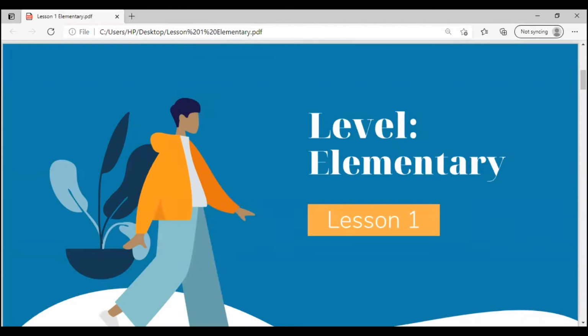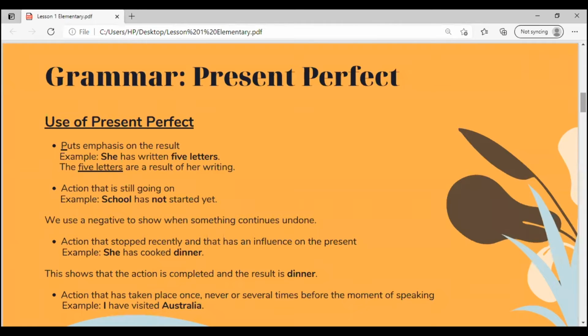Elementary, Lesson 1. Grammar, Present Perfect. Today we'll be looking at the use of present perfect. Present perfect puts emphasis on the result. For example, she has written 5 letters. The 5 letters are a result of her writing.